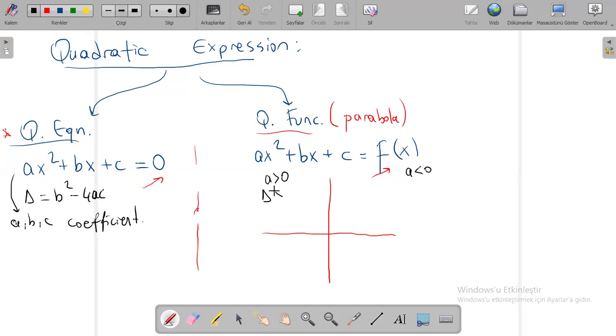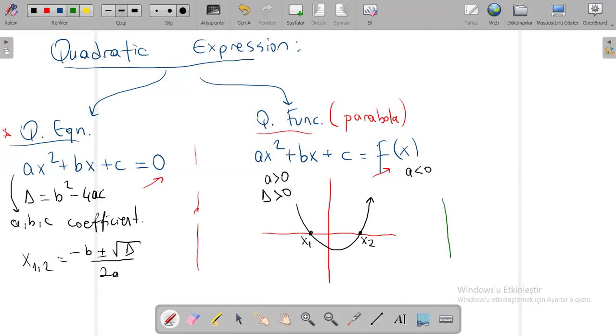When delta is bigger than 0 and a is bigger than 0, the shape must be concave up and also intersect the x-axis at 2 points. This intersection point is defined as the solution set of quadratic equation, where x sub 1 and x sub 2 is found by this formula: minus b plus minus square root delta over 2a.